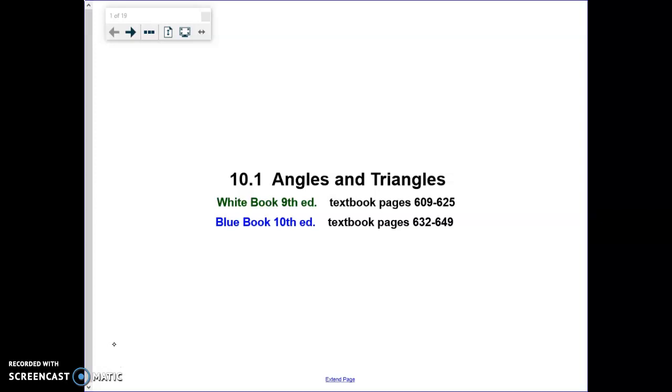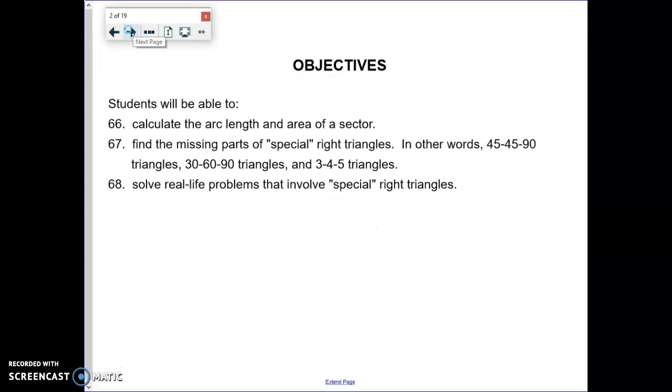Mainly I'm going to skip some stuff here with angles and go right to the triangles. We're basically not going to worry about number 66, finding arc length and sector length, because of us not being in school, but what we are going to look at is 67. We're going to look at the special relationships in special right triangles.